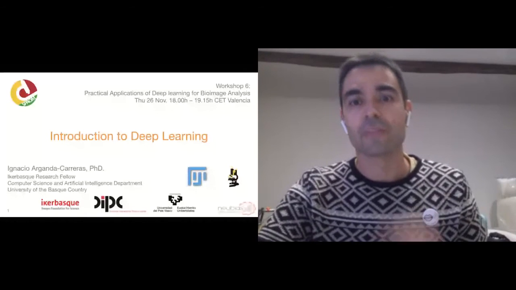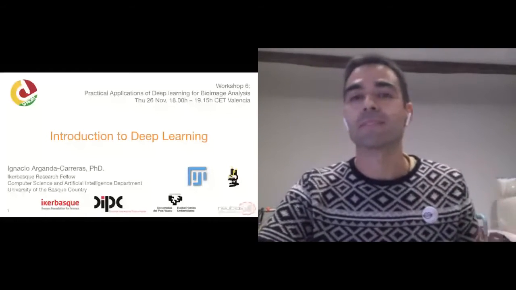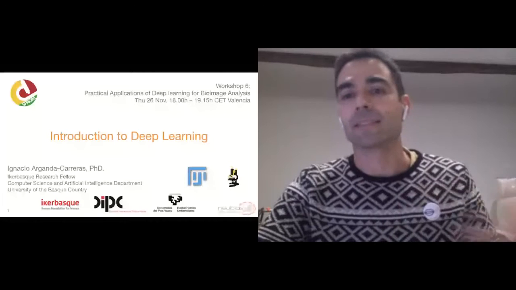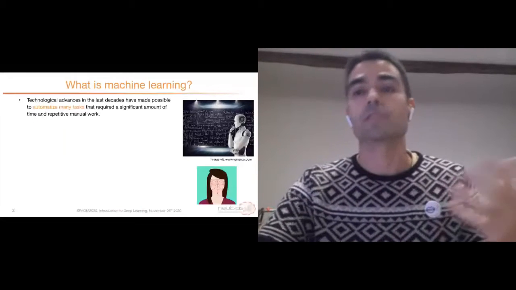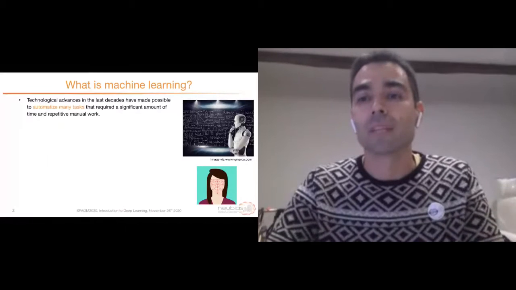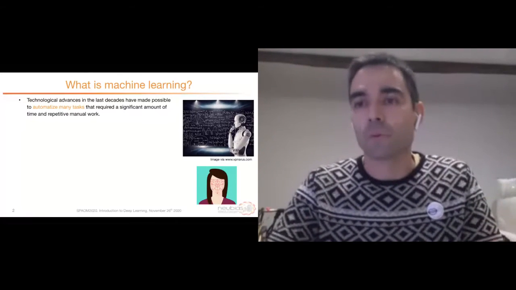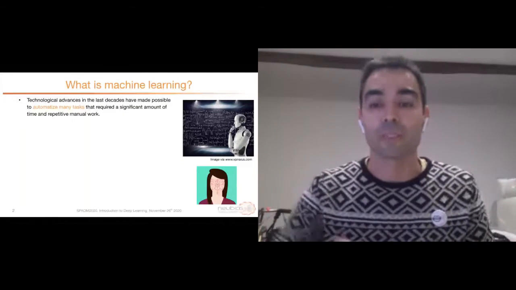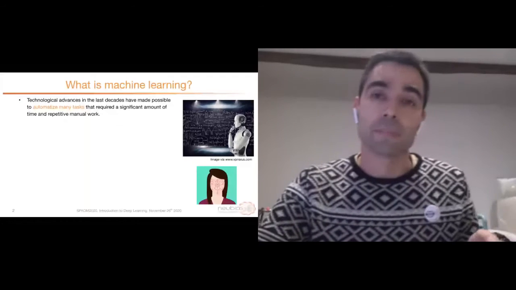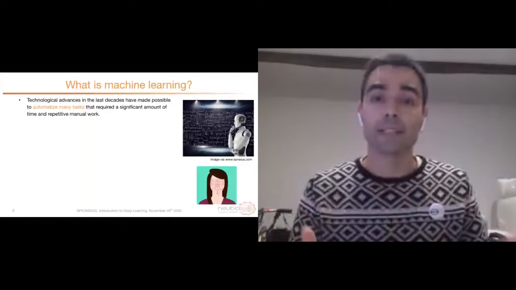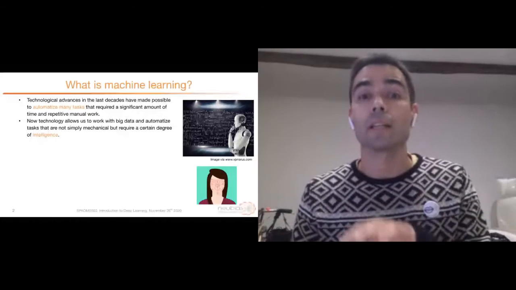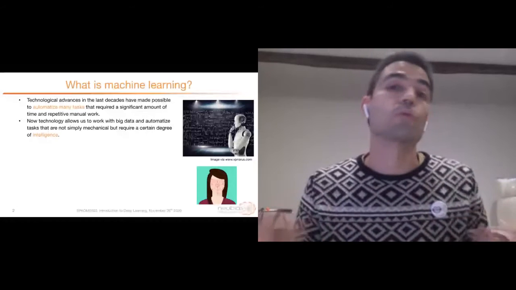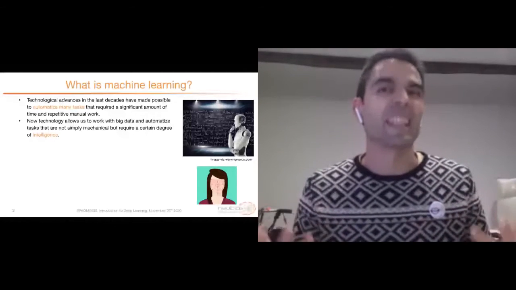The first thing I usually tell my students is to look at it from a historical perspective. In the past decades or even centuries, thanks to technological advances, we have always been able to automatize tasks that require a significant amount of time and especially repetitive, manual work for humans. And now, not only thanks to technology, but also to the combination with big data, we're able to automatize tasks that are not only mechanical, for that we have mechanical engineering, but also those that require what we could call a certain degree of intelligence.